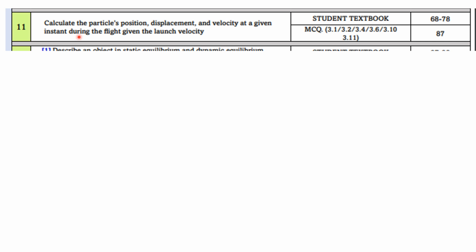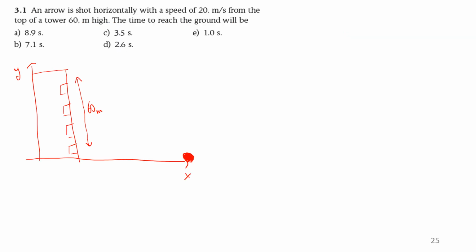In this question, calculate the particle's position, displacement, and velocity at a given instant during the flight, given the launch velocity. For this bullet, I choose question 3.1, a multiple choice question. You have an arrow shot horizontally at a speed of 20 meters per second from the top of a tower. So this is the tower. You are throwing a ball. Of course, the ball will fall down or cover a certain distance. The time to reach the ground, we're not sure about the timing. That's why they gave us multiple answers.